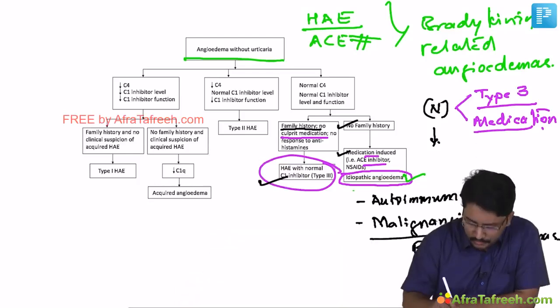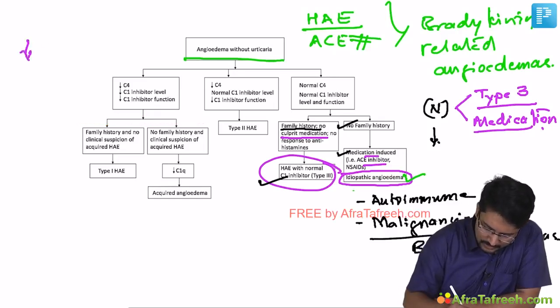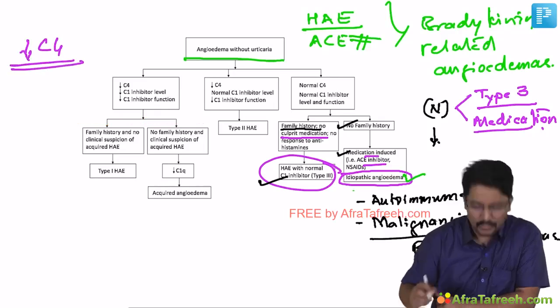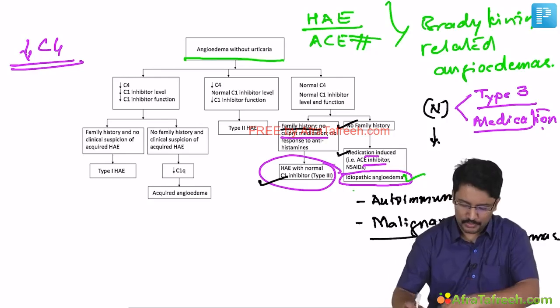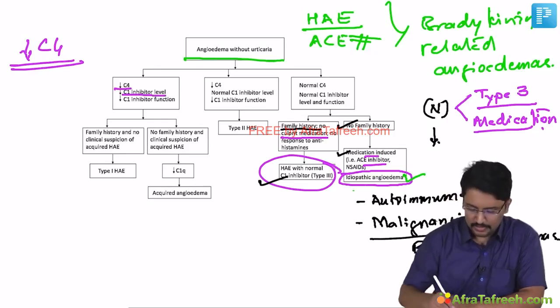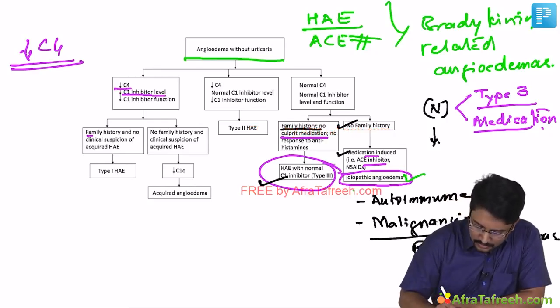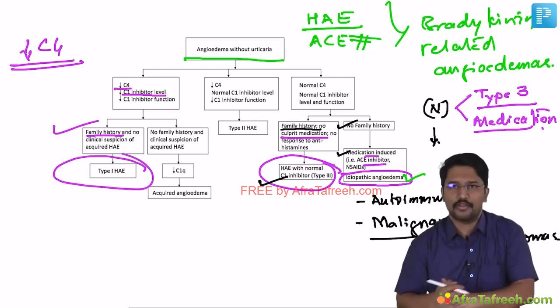Moving on to this side of the flow chart, when the C4 levels are decreased, then there is a possibility that the patient either has type 1 or type 2 hereditary angioedema. When C4 is decreased and it is also associated with decreased C1 inhibitor levels, then look for the family history. If it is present, then we have a diagnosis of type 1 hereditary angioedema.